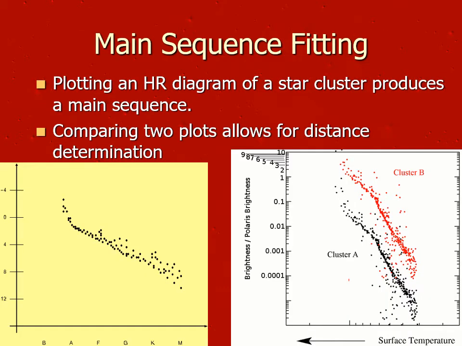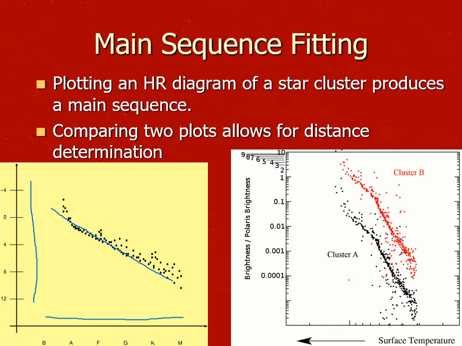Main sequence fitting is another interesting thing, and we'll have a lab exercise that will work with this. If you were to plot the HR diagram using absolute magnitudes, then you plot absolute magnitude on the y-axis and color index B minus V on the x-axis, and you get the main sequence.